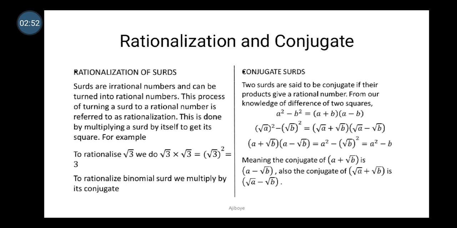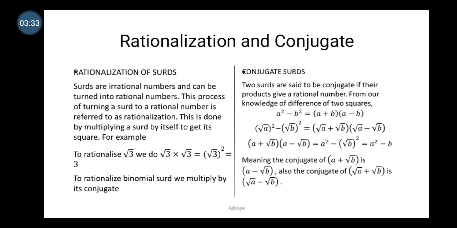This is done by multiplying a surd by itself to get its square. Because of the square root, to get rid of the square root, you square. The opposite of square root is square. So if you multiply a square root by a square root, you get a square root squared, so the square will therefore cancel out. For example, to rationalize the square root of 3, we do root 3 times root 3. That will give us root 3 all squared. And the square will cancel the square root, and then we'll get 3. And that's as simple as rationalization can be.